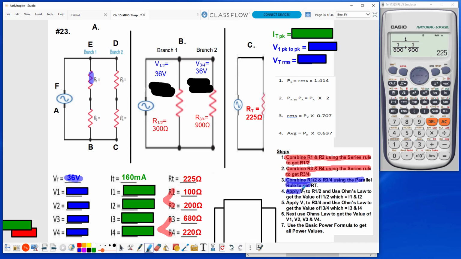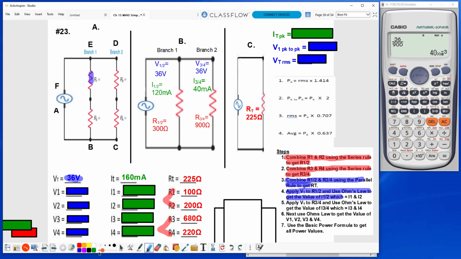Now we take step 4: we apply the VT to R12 and use Ohm's law to get the value of I12. So I take the V12 of 36 volts divided by the R12 of 300 ohms, and that gives me an I12 value of 120 milliamps. Now just hold on for a minute, just keep focused on this circuit. Okay, now I'm going to take the 36 volts divided by 900 ohms, and that's going to give me 40 milliamps.